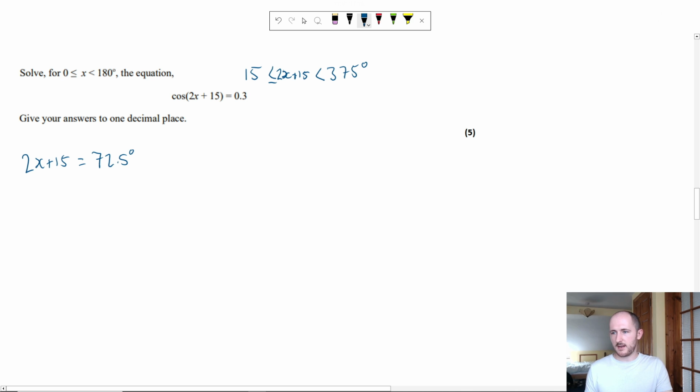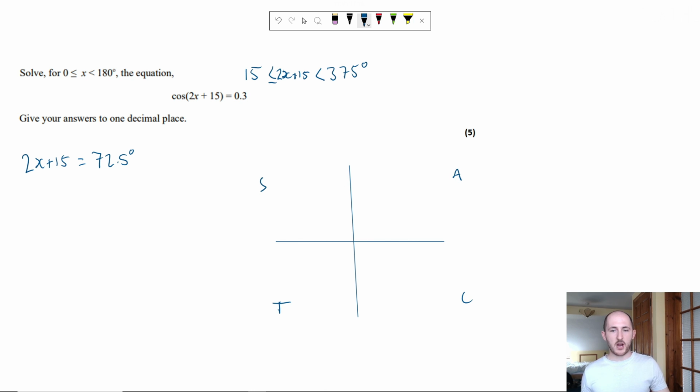Now let's draw our little CAST diagram. You know what, let's draw it a bit straighter than that. These shaky, disease-ridden hands that I have, man, honestly. So we have CAST. Now, the answer is positive and the angle is positive. So because the answer is positive, we're going to draw lines where the cosine is positive, which is in C and A. Remember, A stands for all. So C and A get a line.